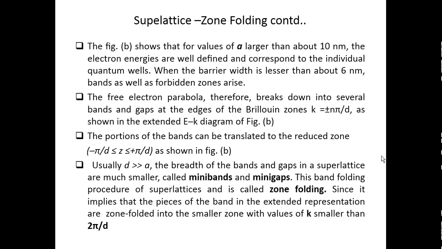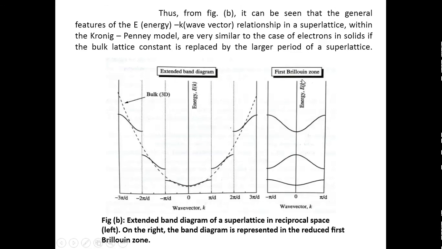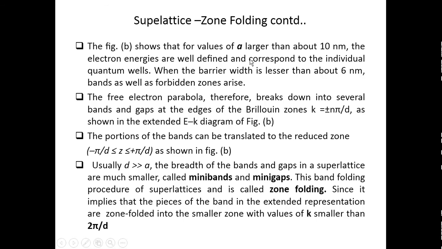The portions of the bands that can be translated into reduced zones, that is minus pi by d less than z less than or equal to plus pi by d, that is the first Brillouin zone, are shown here. Usually, the spatial periodicity d is far greater than a. The breadth of the bands and gaps in a superlattice are much smaller, called mini bands and mini gaps.